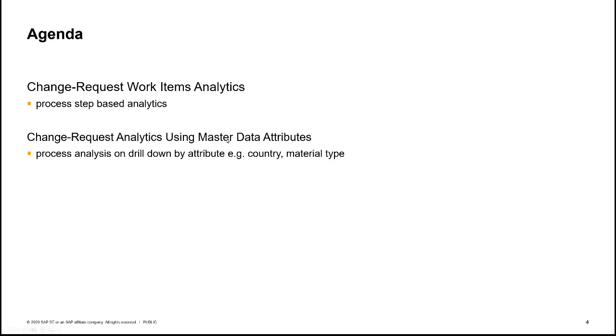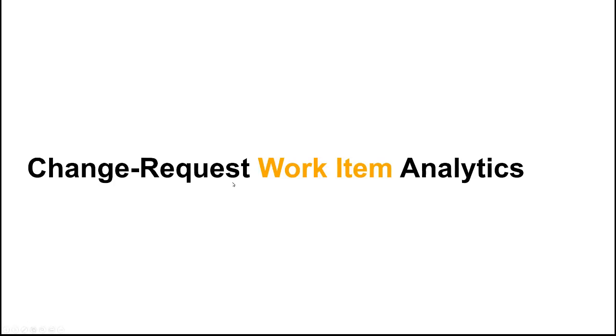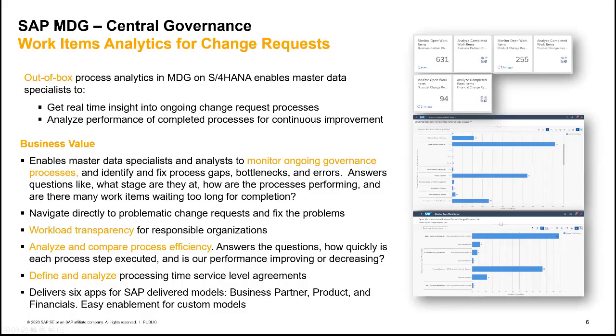So let's come to the first topic, the work item analytics. In this topic, we have delivered two out-of-the-box analytics applications for each domain that SAP delivered, like business partner, product, and financials. So in total, these are the 6 apps we have delivered. You can see these apps in the upper right corner.